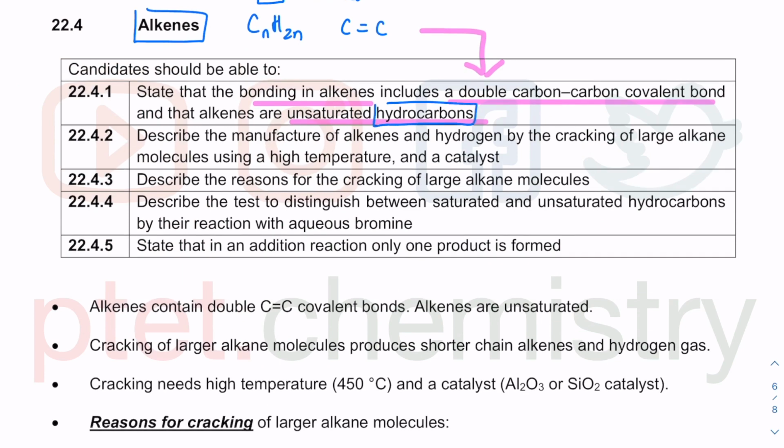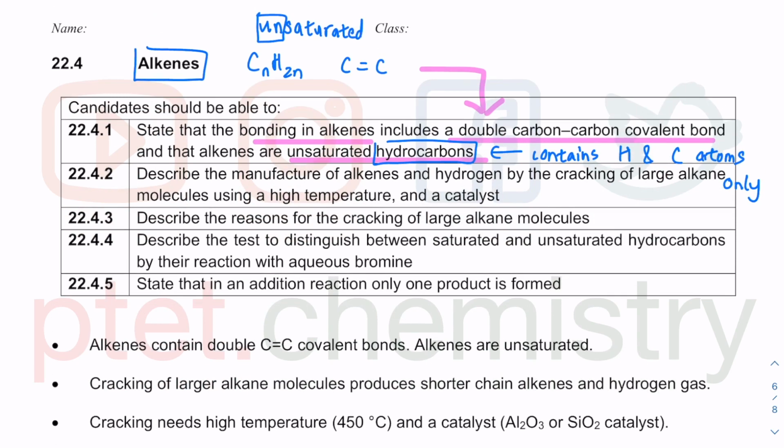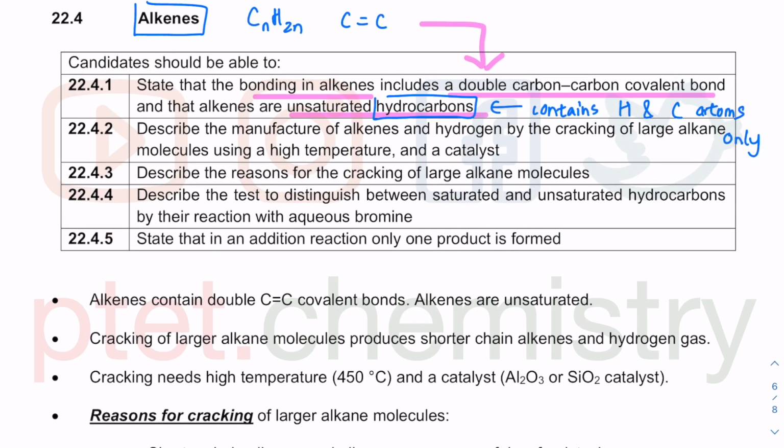Hydrocarbon means they contain only hydrogen and carbon atoms. So in your compound, you only have carbon and hydrogen, but you have a carbon-carbon double bond. You call it an unsaturated hydrocarbon. We're going to manufacture alkenes and hydrogen by cracking.